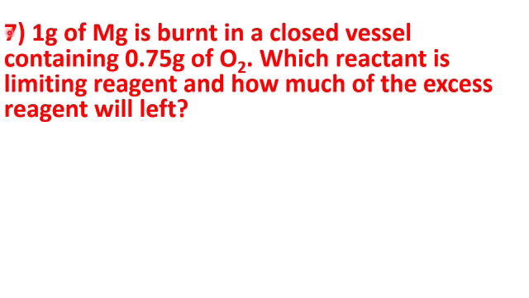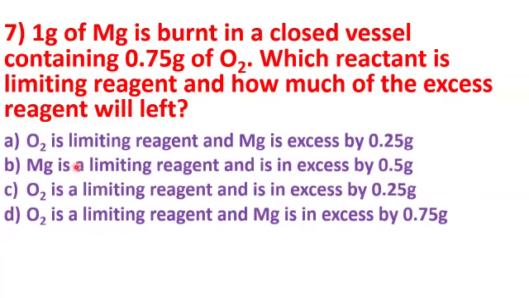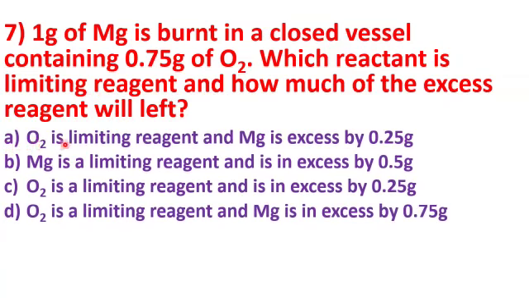Seventh question. 1 gram of magnesium is burnt in a closed vessel containing 0.7 gram of oxygen. Which reactant is the limiting reagent and how much of the excess reagent will be left? Options are given. A. O2 is the limiting reagent and magnesium is in excess by 0.25. B. Magnesium is the limiting reagent and it is in excess by 0.5. C. Oxygen is the limiting reagent and is in excess by 0.25 gram. D. O2 is the limiting reagent and Mg is in excess by 0.75 gram.